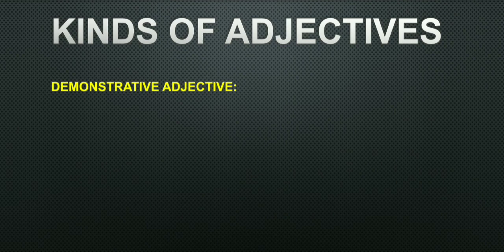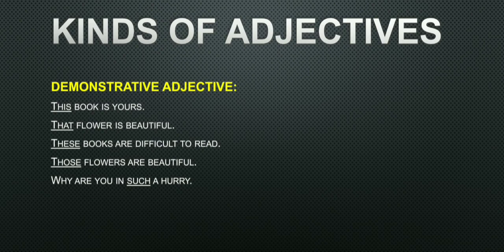What is a demonstrative adjective? Look at the examples. This book is yours. Second sentence is that flower is beautiful. Third sentence, these books are difficult to read. Number fourth, those flowers are beautiful. And number fifth is why are you in such a hurry? Oh, so sorry. Here it is a question, so I should have marked the question mark, but it was a typing mistake.